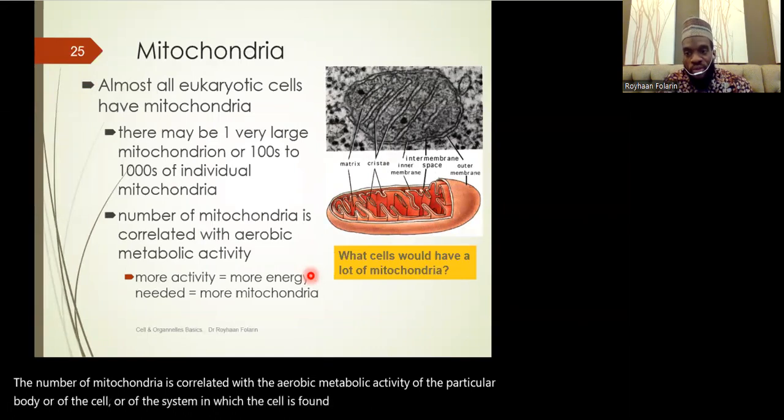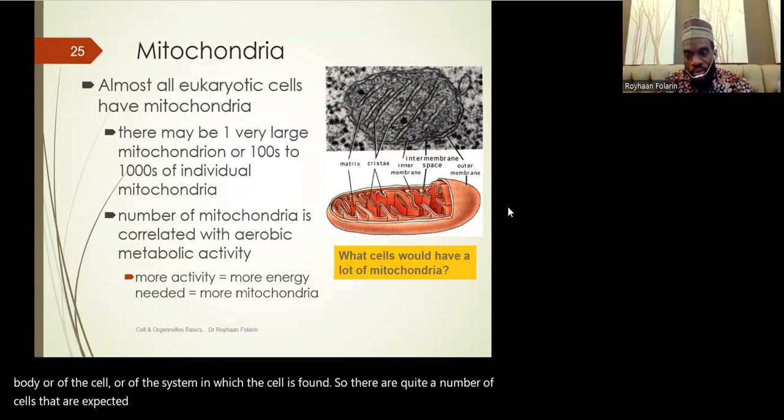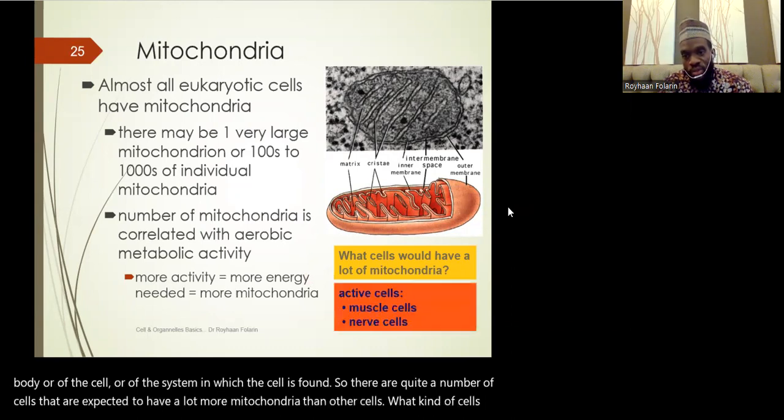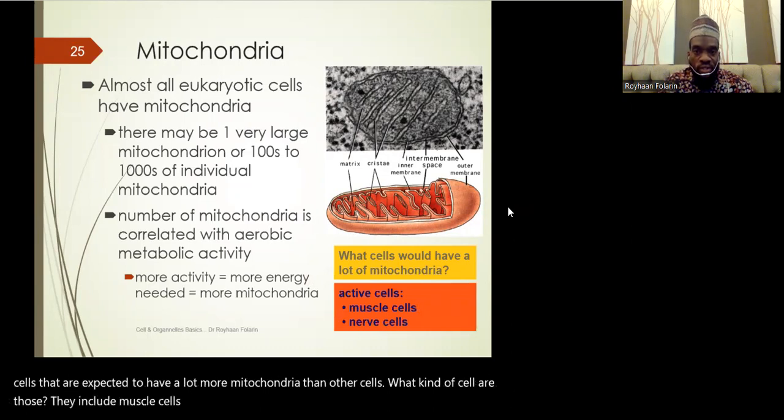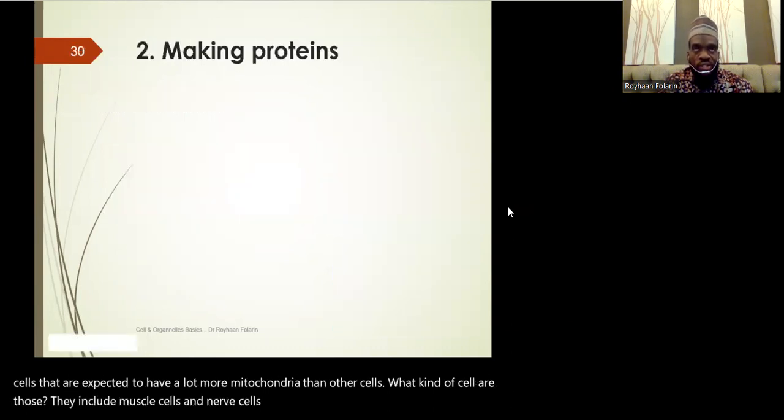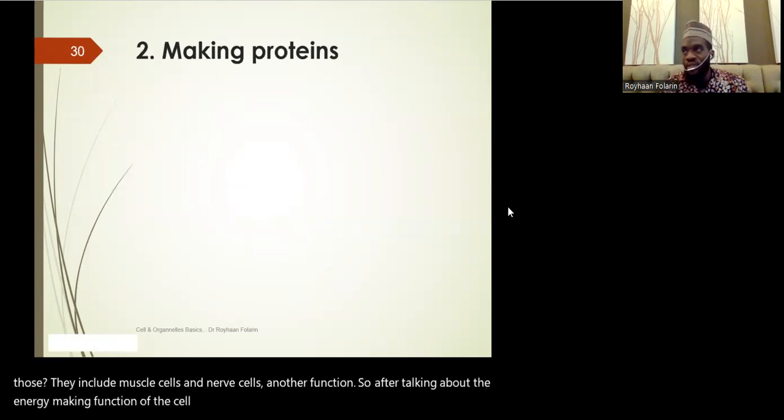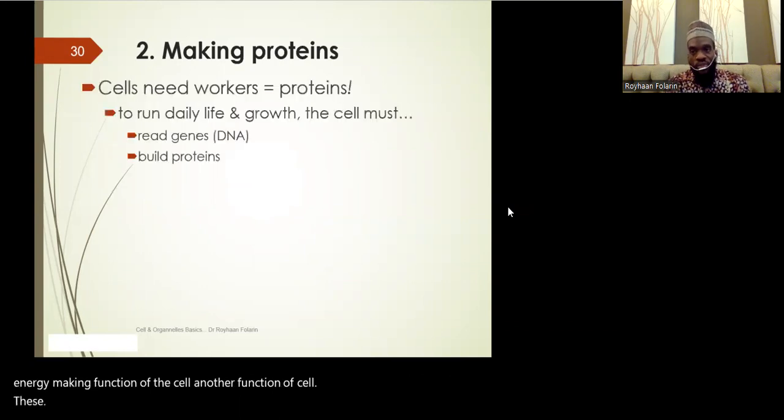So there are quite a number of cells that are expected to have a lot more mitochondria than other cells. What kind of cells are those? They include muscle cells and nerve cells. Another function, so after talking about the energy making function of the cell, another function of cell is making of proteins, like we mentioned earlier.